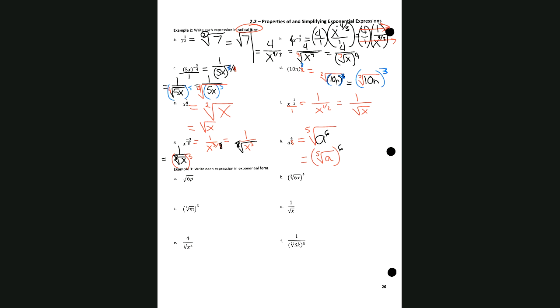Now for example 3, we are required to do the opposite of what we did. So we're going to go from radical form to exponential form. Now in this case, both 6 and p are inside the square root, so we're going to use parentheses and say that that whole thing is raised to the power 1/2.